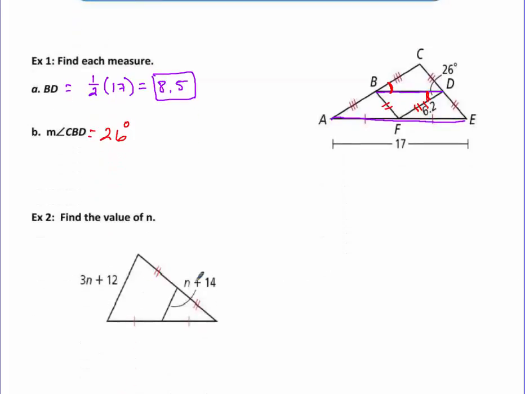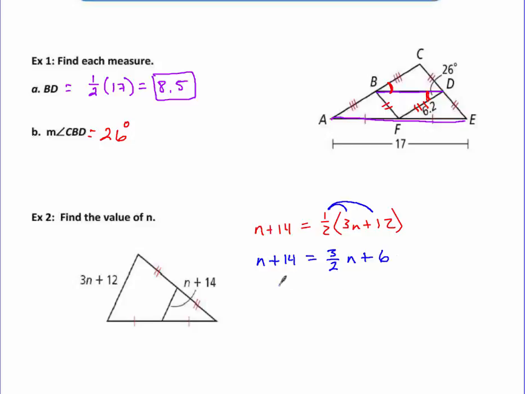Okay, so here's another example. One thing that we learned is that the midsegment is exactly half of the segment it's parallel to. So we know that n plus 14 equals 1/2 (3n plus 12). Now there's lots of ways to solve this, but we're just going to do it the fancy old-fashioned way and distribute. So we're going to have n plus 14 equals 3 over 2 n plus 6. Half of 12 is 6.